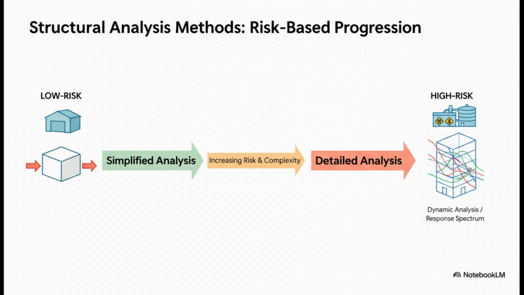For a simple, low-risk structure, you can get away with a simplified static analysis. But as the risk goes up, either because it's a critical category or it's in a high seismic zone, the code demands more. For any Category 1 structure, no matter where it is, you must perform a detailed dynamic analysis. That means using a more sophisticated tool, like a response spectrum analysis, which checks how the building reacts to a whole range of earthquake frequencies, not just one single force. It's how we make sure our most important facilities get the highest level of scrutiny.